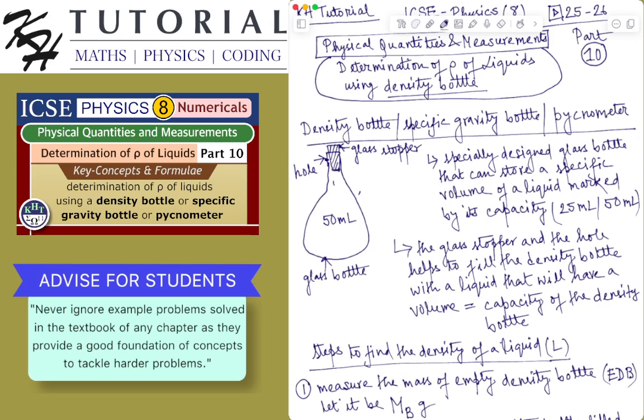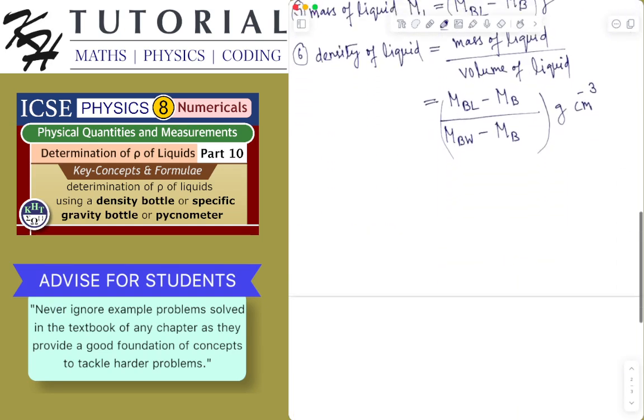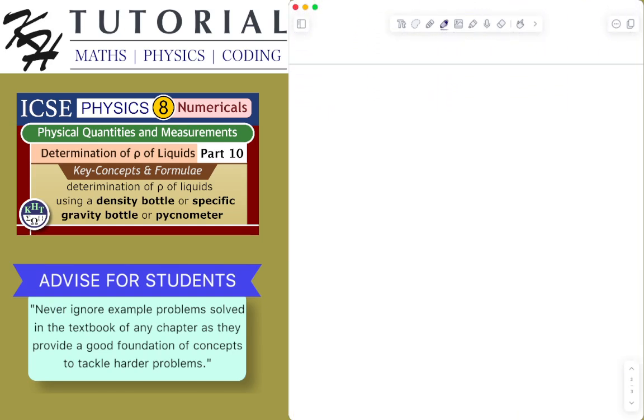Now, I have already written down the steps, but I think just reading out the steps will be boring. I will try to interactively explain how we are using this density bottle to find the density of a certain liquid L. So, first what we do is we measure the mass of the empty bottle. That is, we clean the density bottle and rinse it properly so that it is completely dry, and then we weigh it using a beam balance.